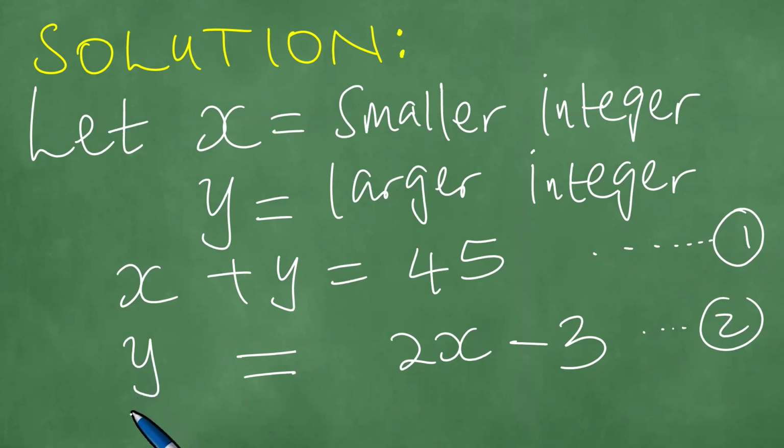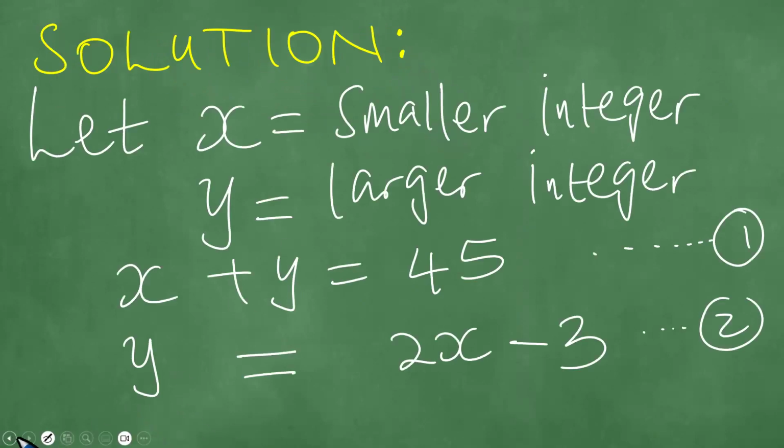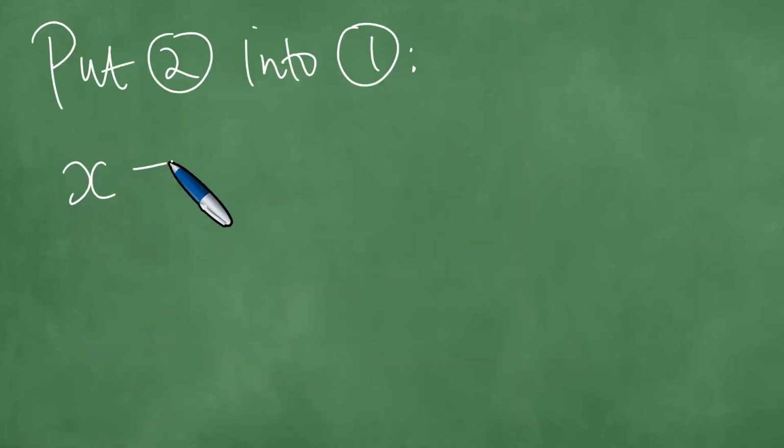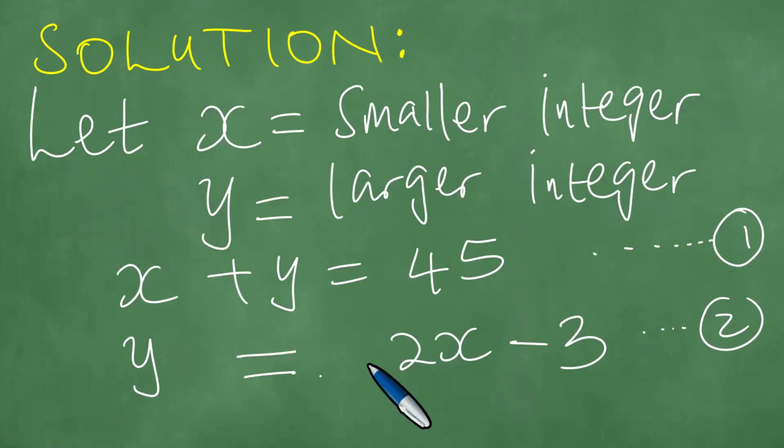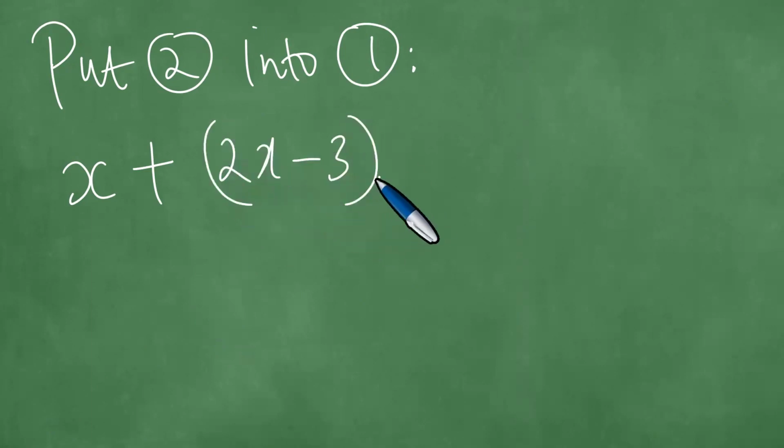We perform substitution. We say put 2 into 1, because y equals this. So 2 is this one, and you're putting it into 1, so that in the place of y, you put 2x minus 3. So this is going to be x plus the y, which is actually 2x minus 3, which is equal to 45.